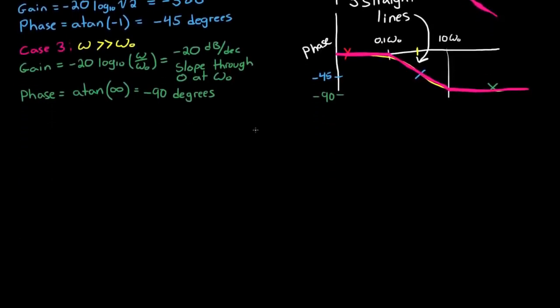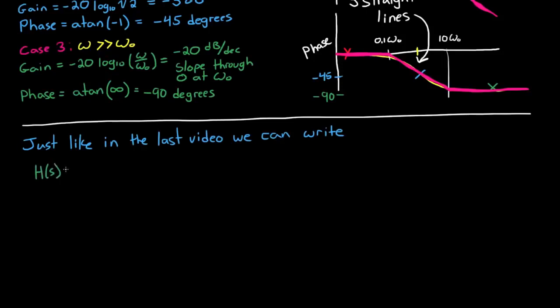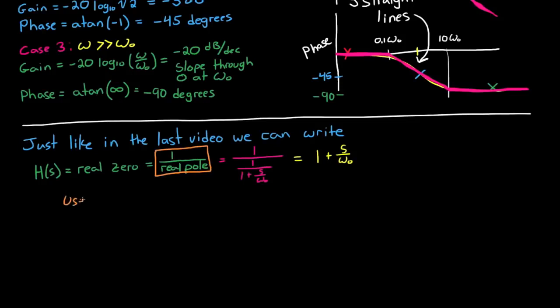So now you might have the question, how can I determine the frequency response of a transfer function of a single zero without having to go through all this math again? We can do it the same way that we did it on the video on poles and zeros at the origin, which is that we can write a transfer function that has a real zero as 1 over a real pole. So the transfer function becomes 1 divided by 1 divided by 1 plus s over omega, which is just a complicated way of writing 1 plus s over omega naught.